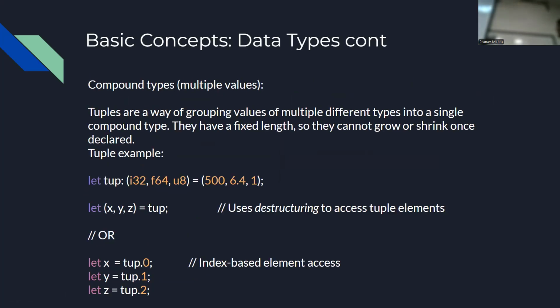As you can see here, in this tuple declaration, in the parentheses, we declare the types of all the elements. So we have a 32-bit integer, we have a 64-bit float, and then an unsigned 8-bit integer, a byte. And then those are the 3 values. Destructuring is also another way. So in this case, we do let (x, y, z) equals the tuple. x is assigned the value of 500, y is assigned the value of 6.4, and z is assigned the value 1. And then you can later use those variables in your program.